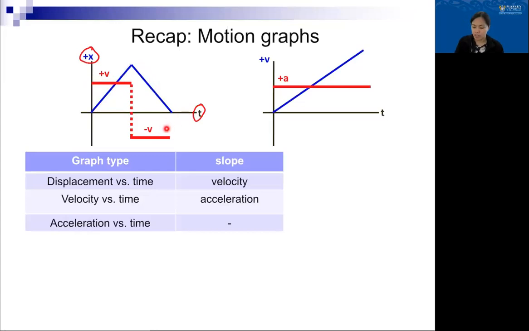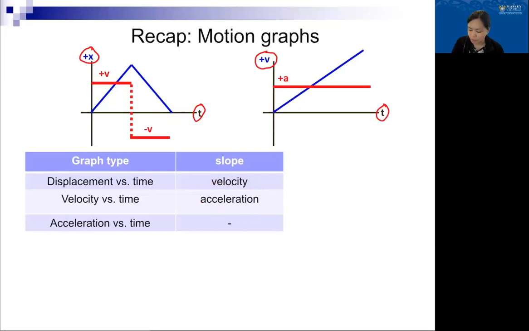Okay. So position time graph, the slope of that will give you a velocity. And if you have a velocity time graph, so this graph on the right here, the y-axis is velocity and the x-axis is time. So in that case, the slope of the velocity versus time graph will give you acceleration.